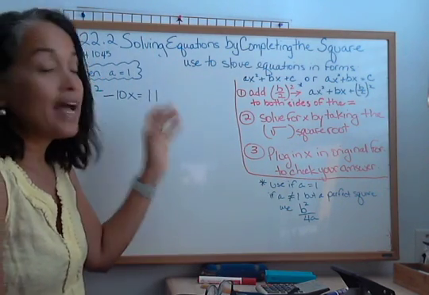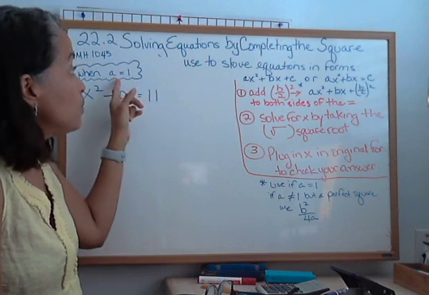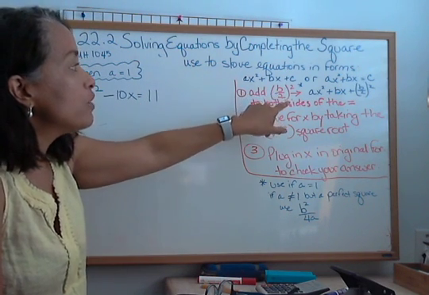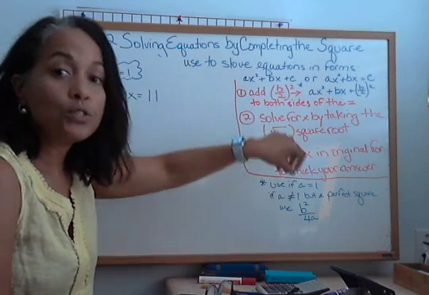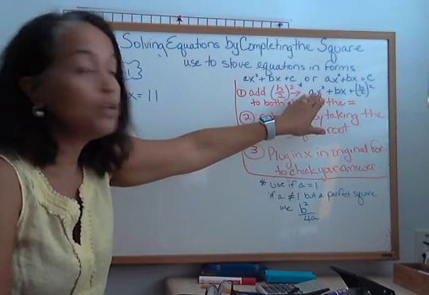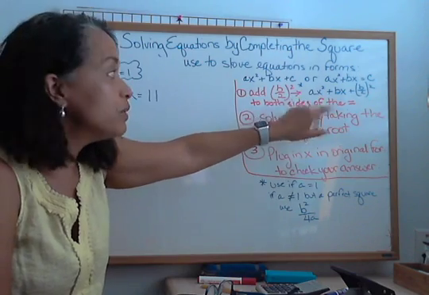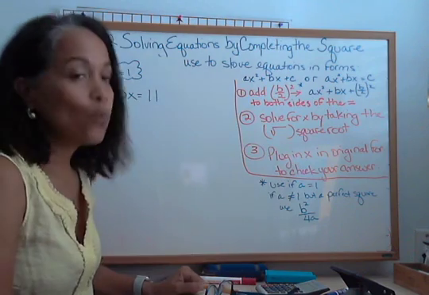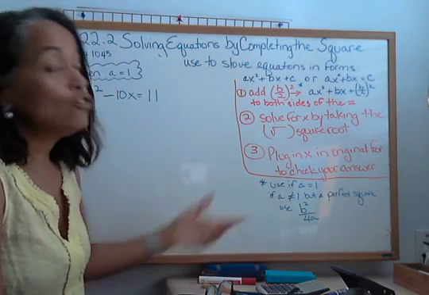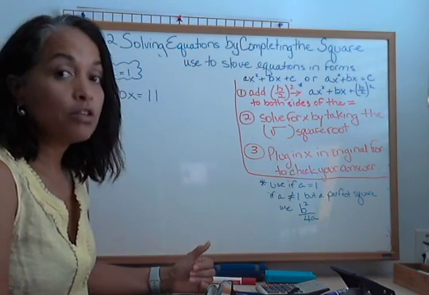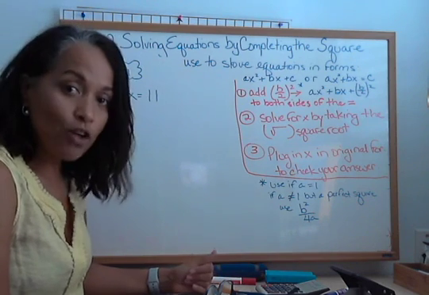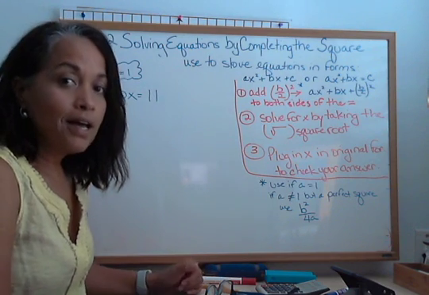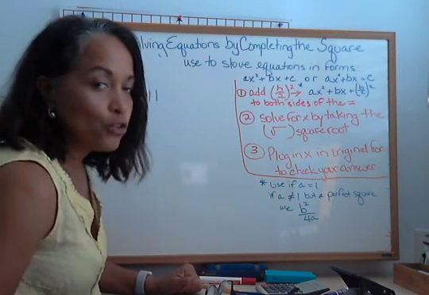We're first going to add, if a is equal to 1, b divided by 2 squared to both sides of the equal sign. That's going to give us a beautiful, perfectly squared trinomial that reads x squared plus bx plus b over 2 squared. And then using the solution by taking the root, we will quickly solve for x, check our answers, and make sure we didn't make any mistakes. Let's get started. It's easier to show you than to tell you.